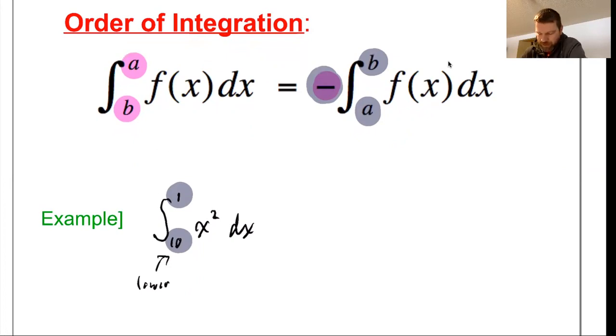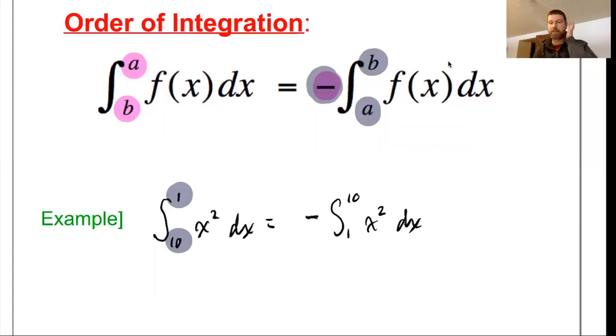So if ever you see something like that, you're like, the integral from 10 to 1, that's weird. I would really rather calculate the integral from 1 to 10 of x squared dx, because that'd be a lot easier for me to calculate. Not a problem. If you flip those 1 and 10, it's going to be the same answer as before, but the opposite sign.